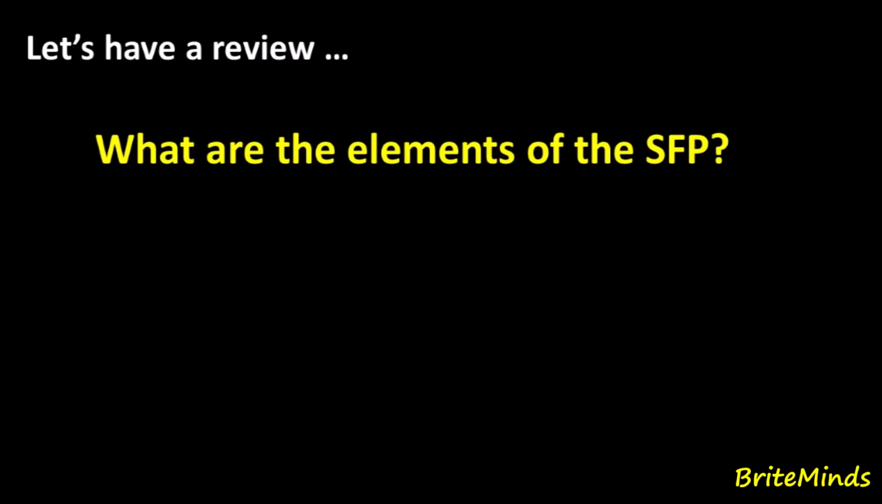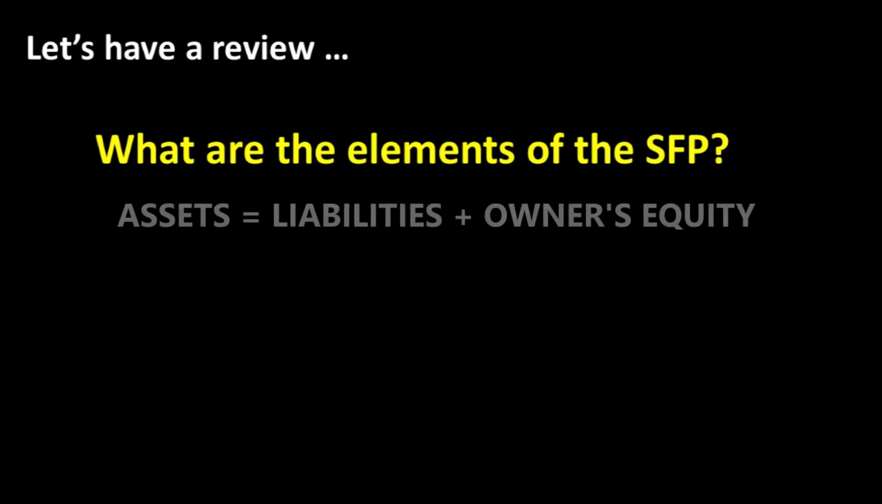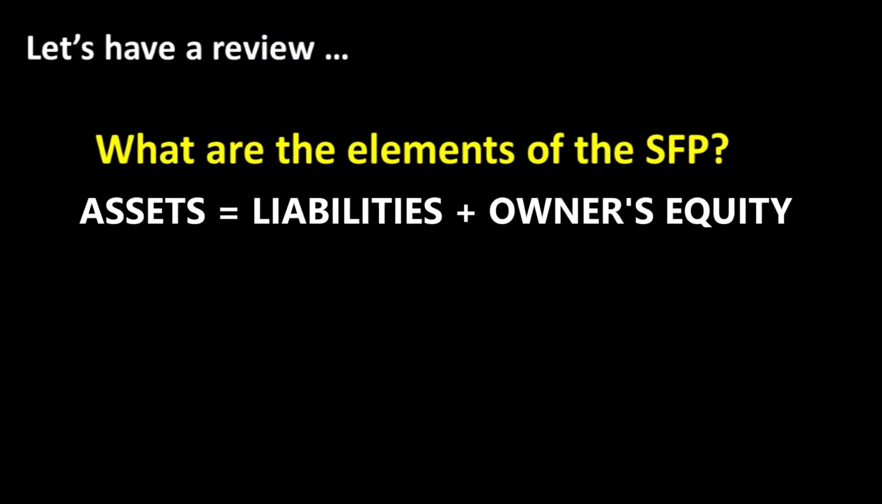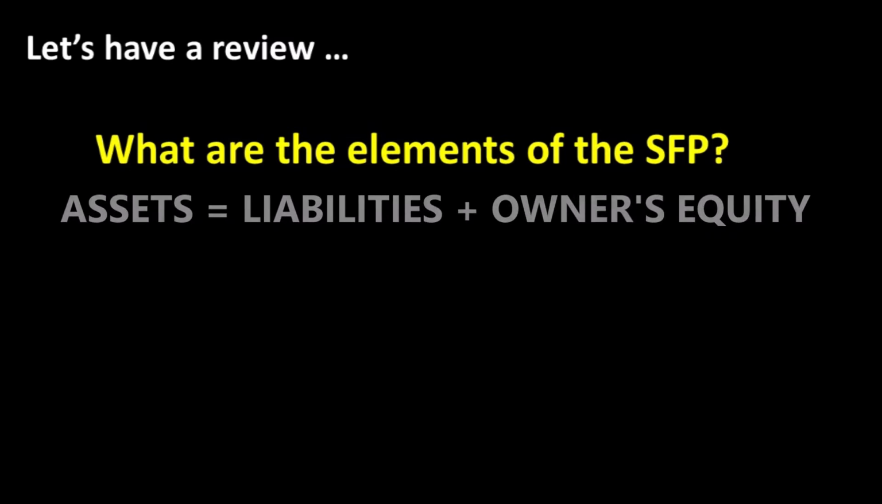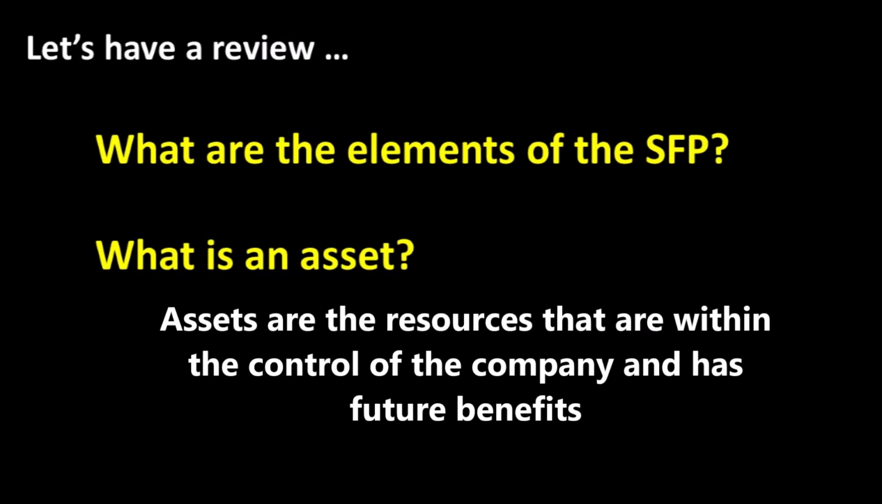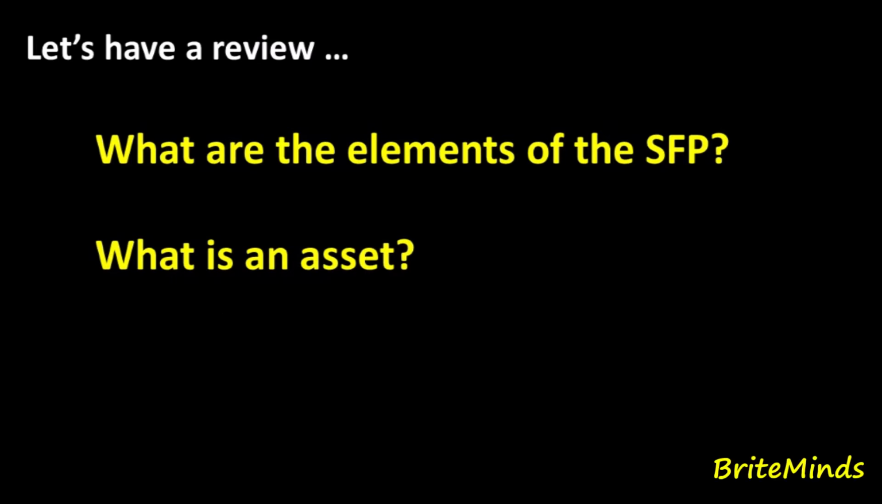What are the elements of the Statement of Financial Position? The elements of the Statement of Financial Position are the assets, liabilities, and the owner's equity. What is an asset? Assets are the resources that are within the control of the company and have future benefits. An example of an asset is cash.